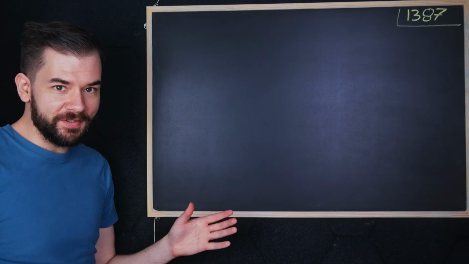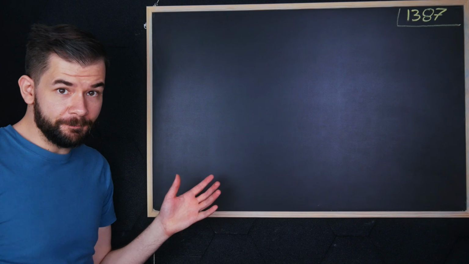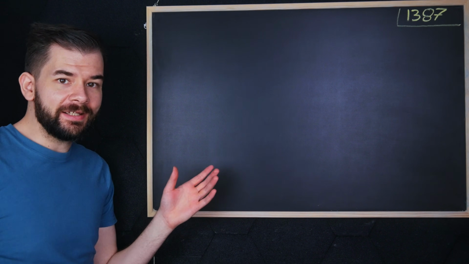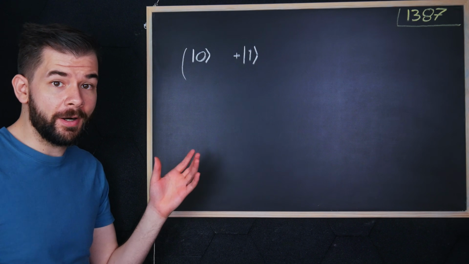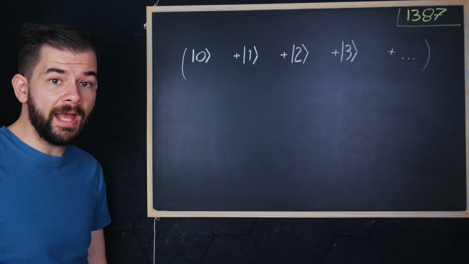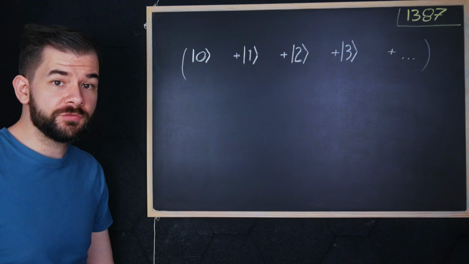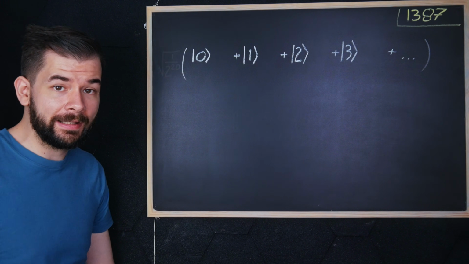Let's say we're trying to factorize 1387. Let's say that we have 20 qubits. Now remember, that means that they are capable of representing 2 to the power of 20 different numbers, and we initialize the qubits so that each one is equally likely to be measured.